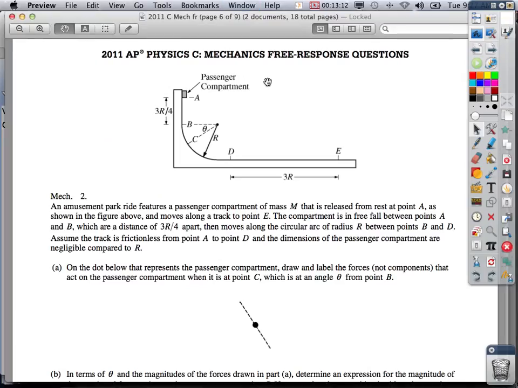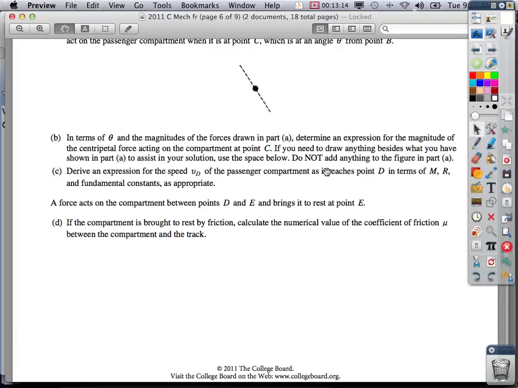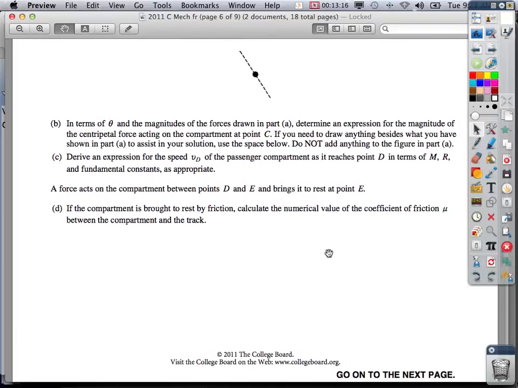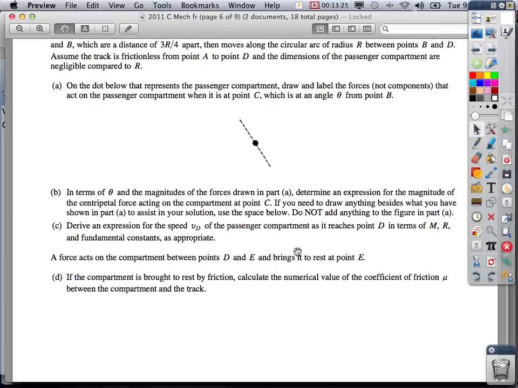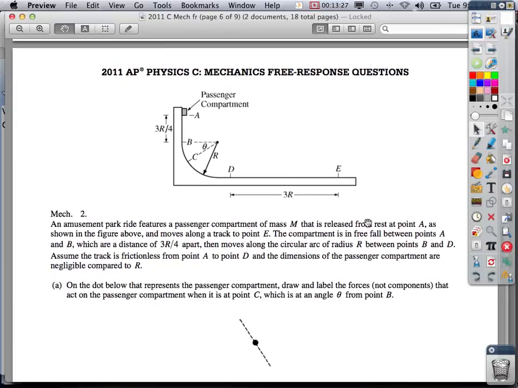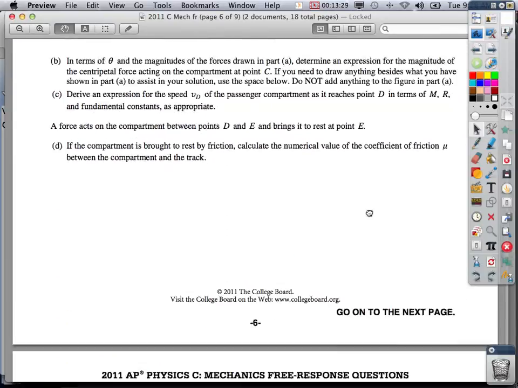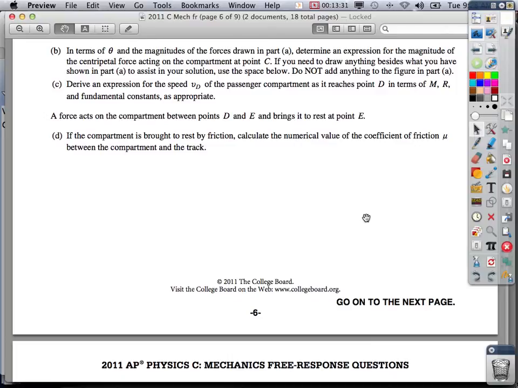Okay, so we got the idea right, so that's good. Then, oh yeah, point D. A force acts on the compartments between D and E and brings it to rest at point E. If this compartment... is this an AP Physics C question? Wow. This is like the easiest question I've ever seen in my life.